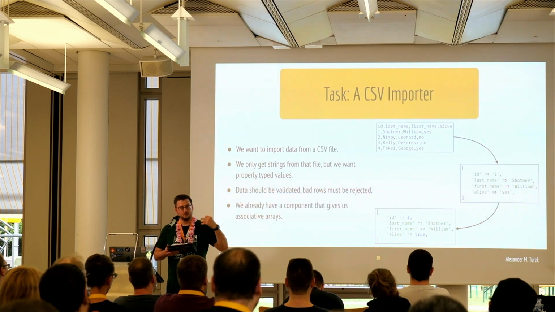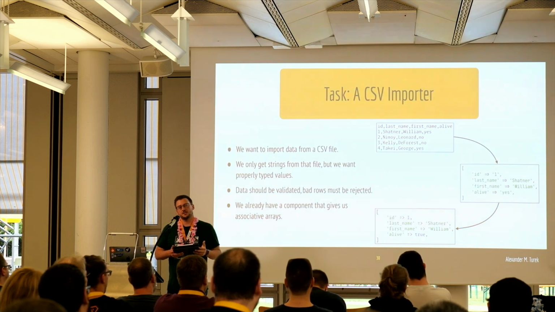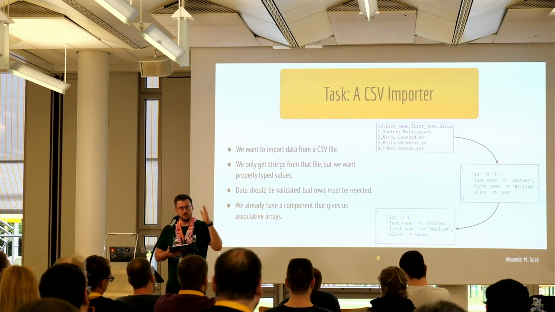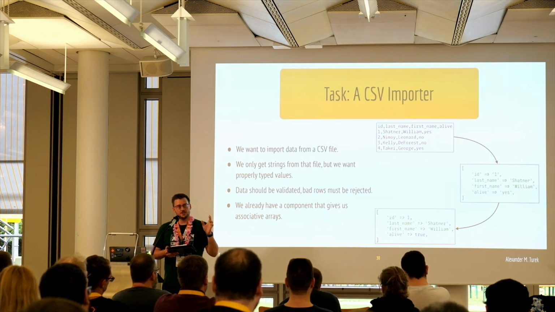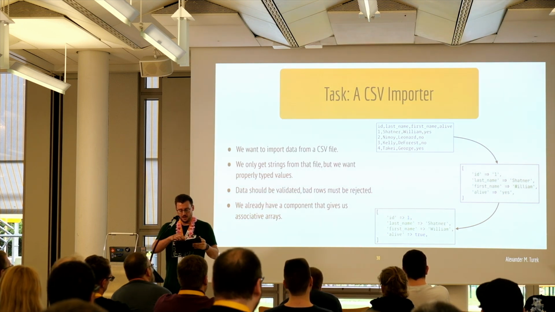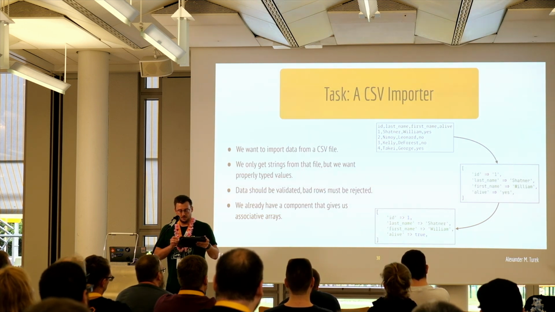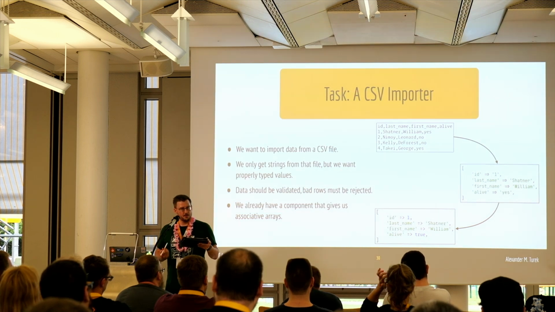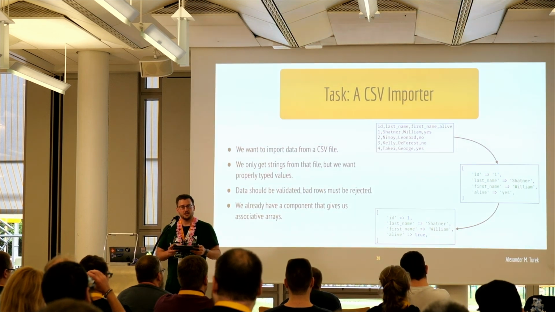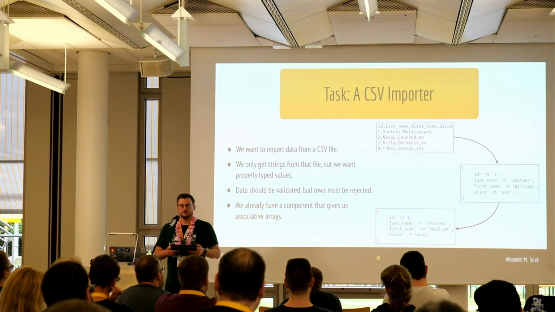We assume that we already have a component that reads this file line by line and gives us an associative array where the column names are only mapped to values. So if we read the first line, we already get this array here. But what we want is to properly typecast and hydrate this array, and also check if the values are correct. So we want to validate the input data.